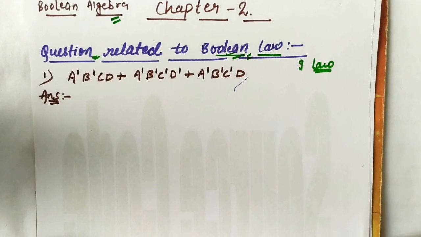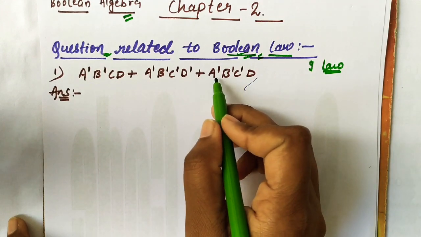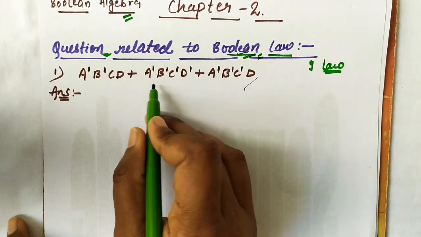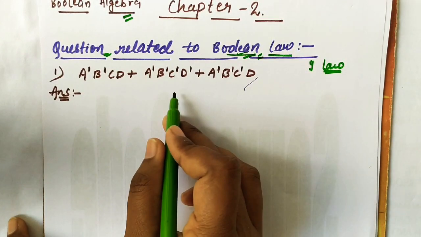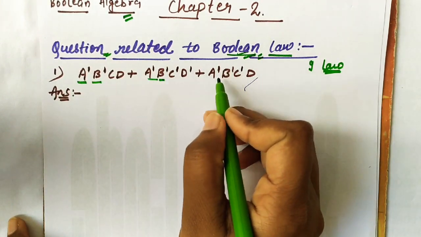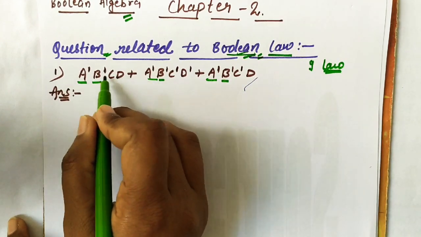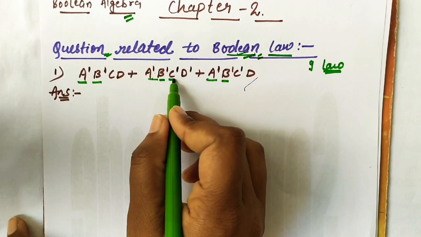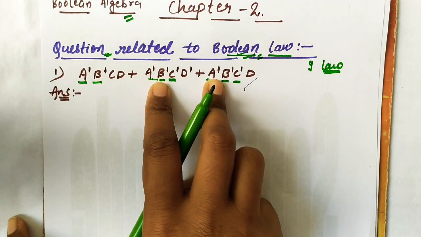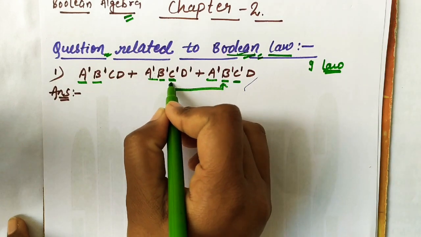So question 1 is: a' b' c d plus a' b' c' d' plus a' b' c' d. First, see what is common in all the terms. Here a' and b', here also a' and b', and here also a' and b'. In the last two terms, there are three values common: a', b' and c'. So let's take the common value between these two terms.